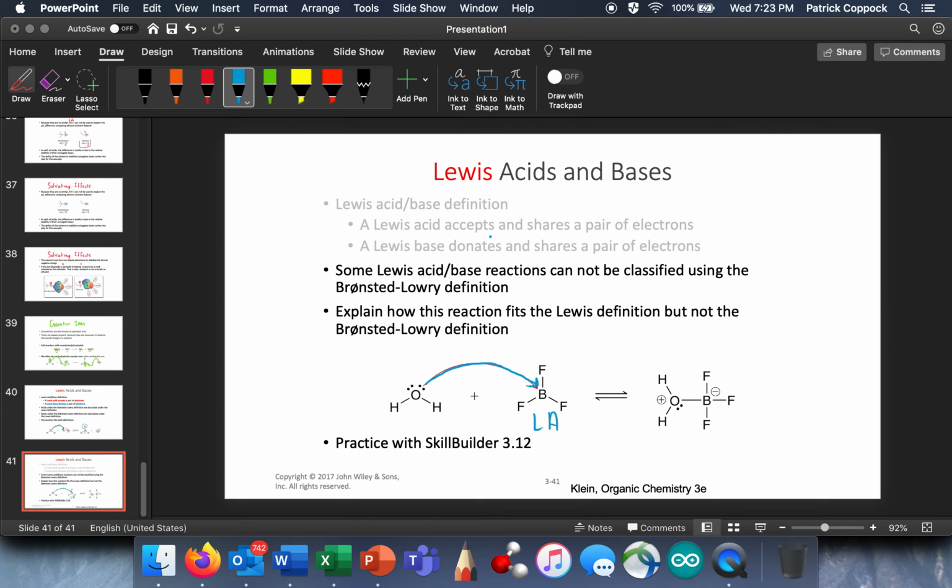Now, this base over here is not accepting a proton, which would be required if it were a Bronsted-Lowry. All right, so this is a legit structure. It's a little bit weird looking, but it's a legit structure, and it's a great example of Lewis acids and Lewis bases.